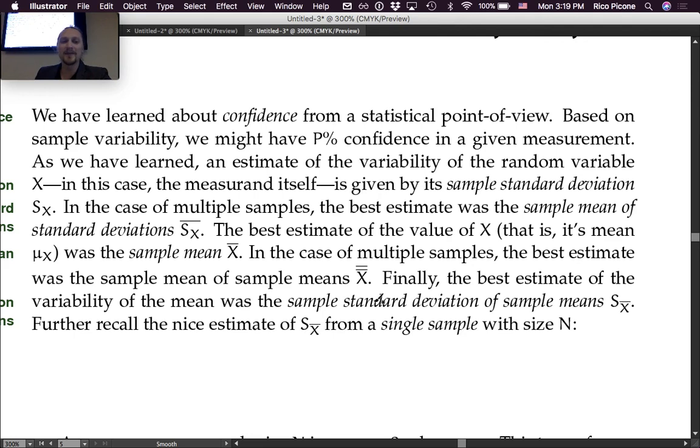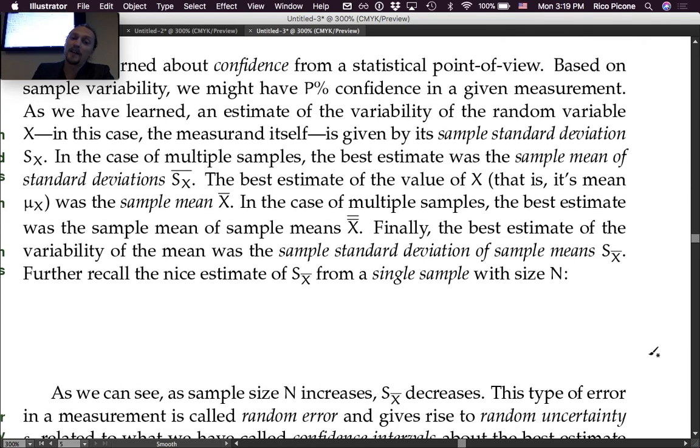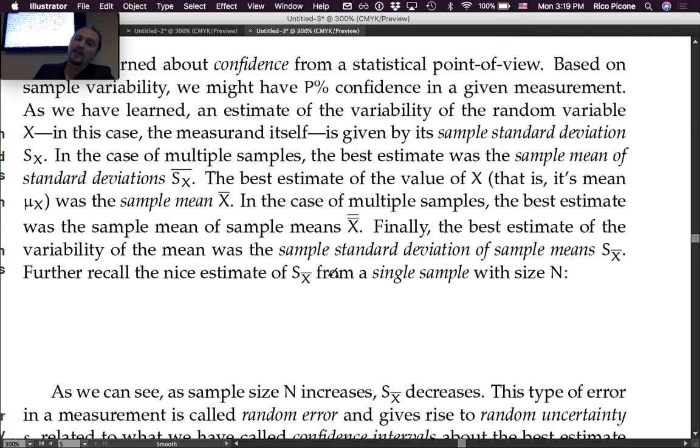Finally, the best estimate of the variability of the mean was the sample standard deviation of sample means, right? Also called the standard deviation of means because we don't like saying sample over and over again. We just get lazy. We just say standard deviation of means. Further recall the nice estimate of the standard deviation of the means from a single sample with size n.